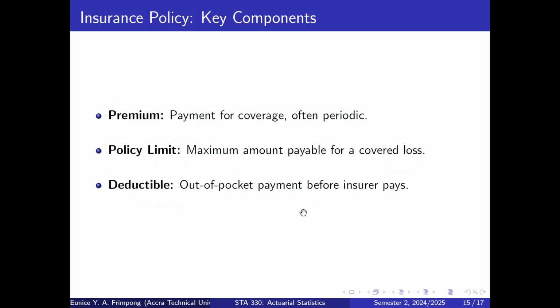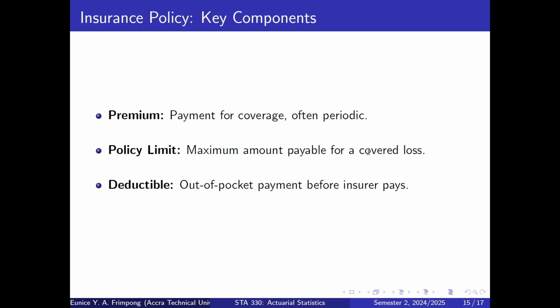Every insurance policy has some common components. Let's explore them. We have the premium. Now, this is the payments you make to keep the policy active. It could be monthly, quarterly, or yearly. The second one is policy limit. This is the maximum amount the insurer will pay for a claim.